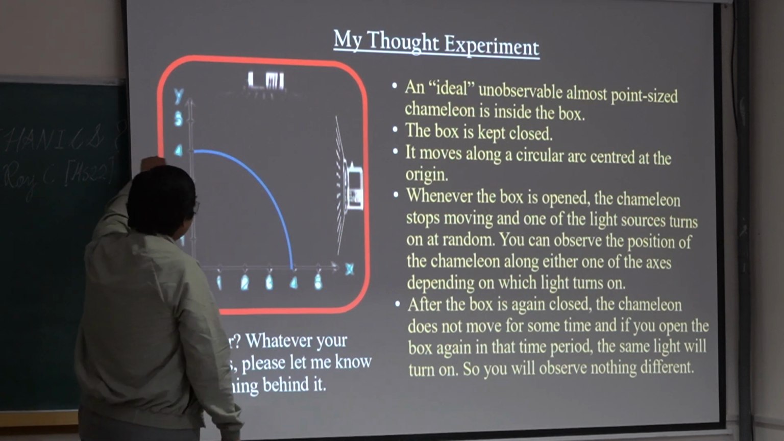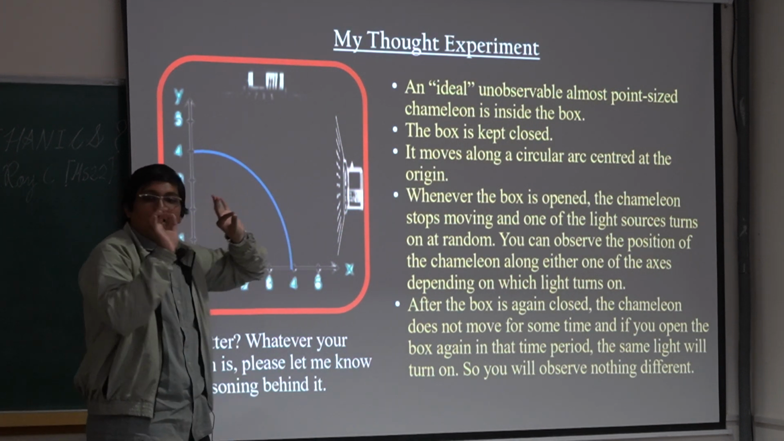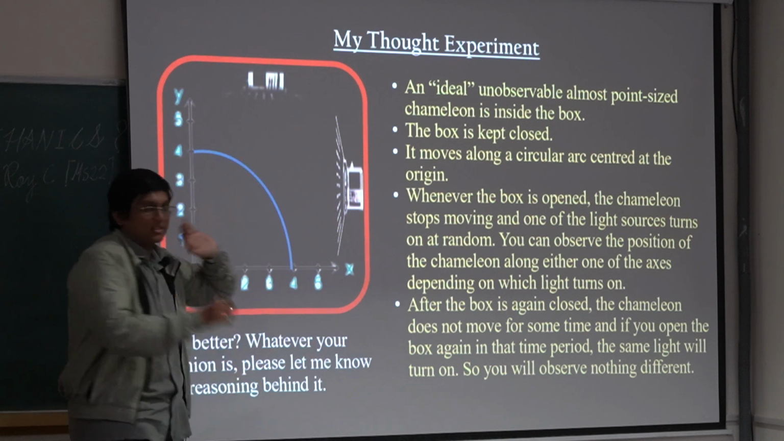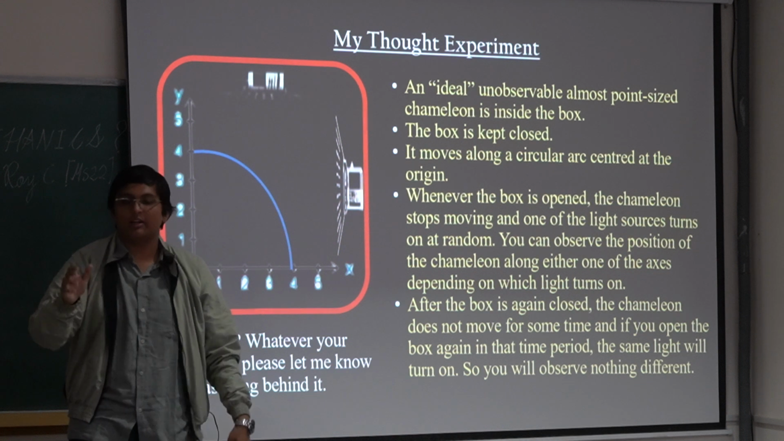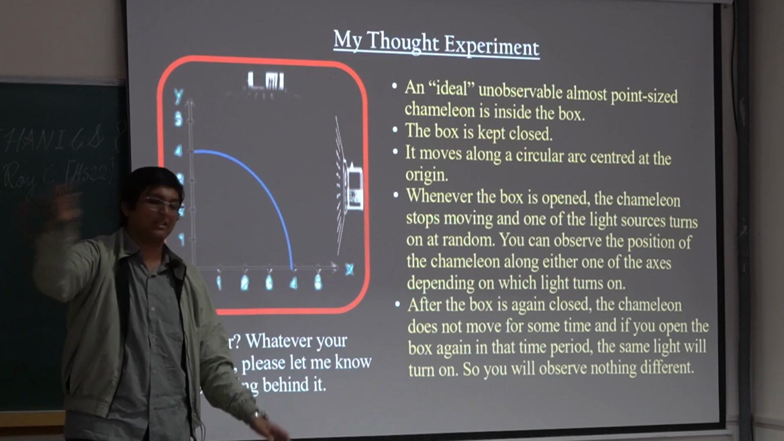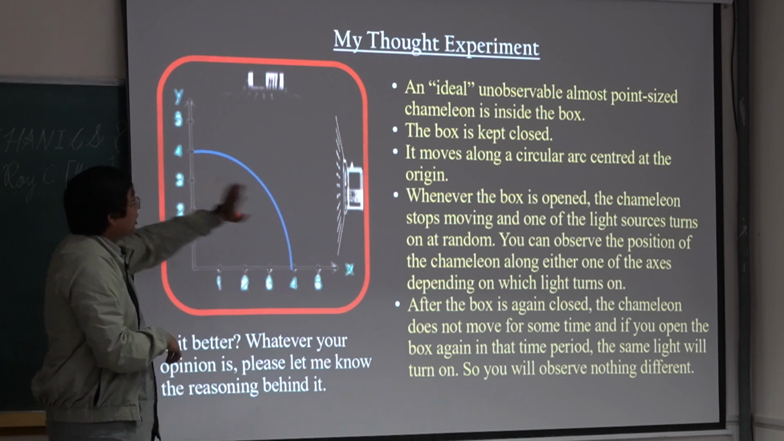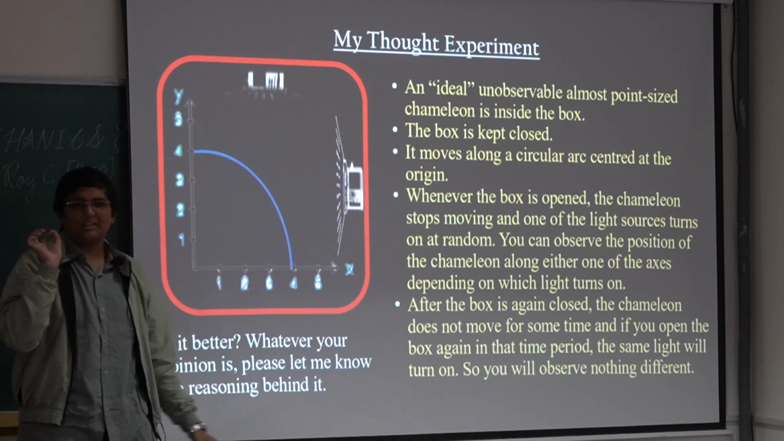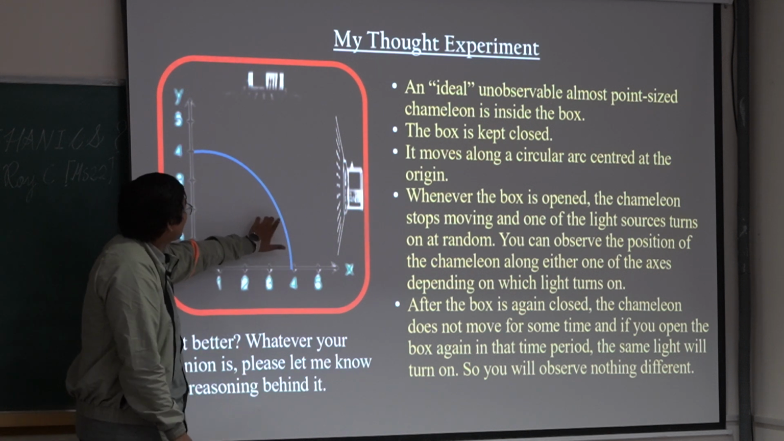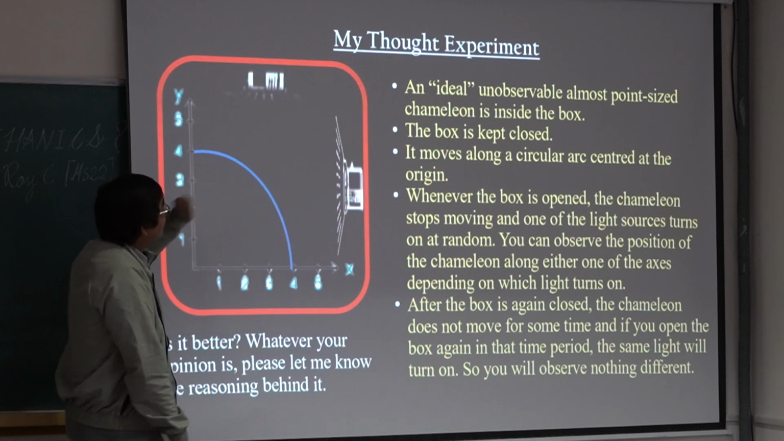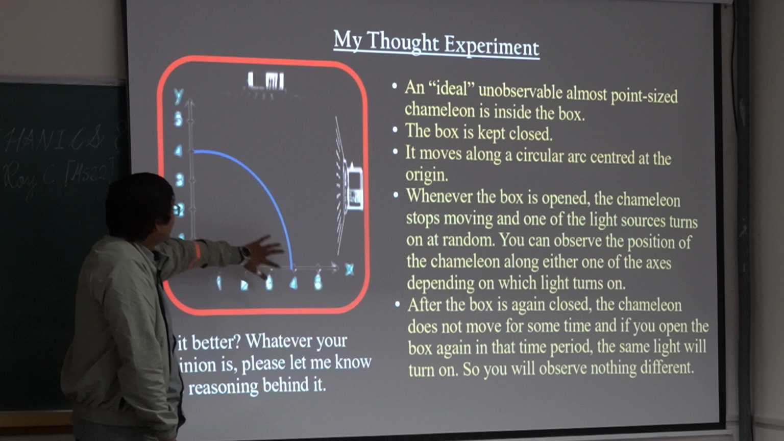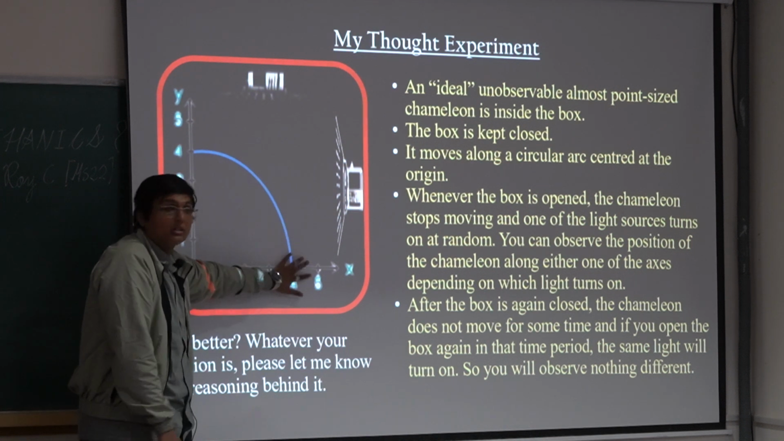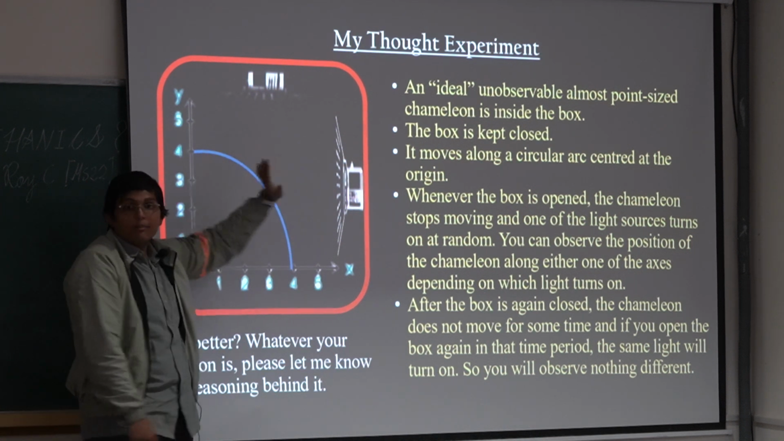Now, an ideal chameleon is placed inside the box. What's an ideal chameleon? You cannot ever observe it. It always matches the color that falls on it, whatever the color on the board. You cannot observe it, and it's a very tiny chameleon. So compared to the box, you take it as one point on this surface, something like this. The box is kept closed. The chameleon can only move around this path. That's the only path it has. And the box is kept closed.